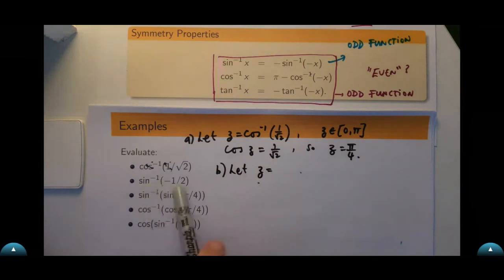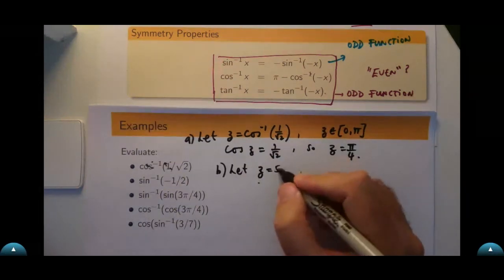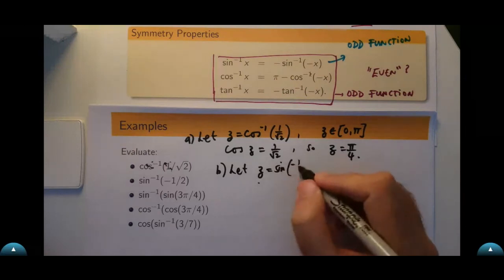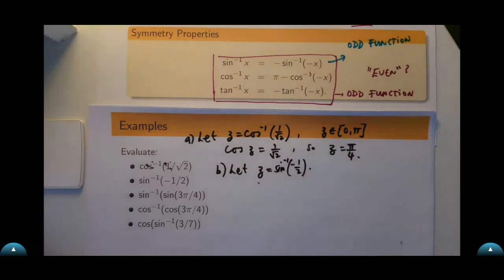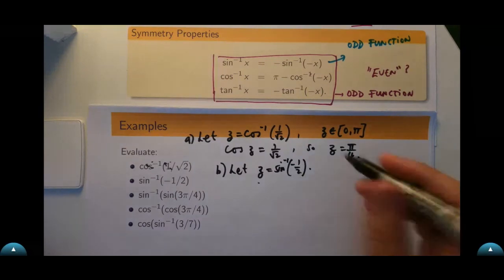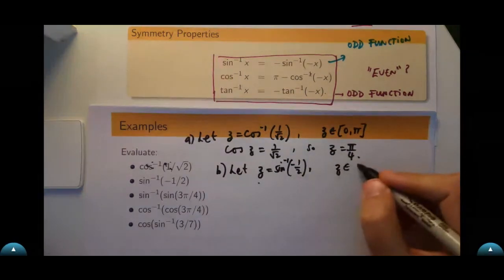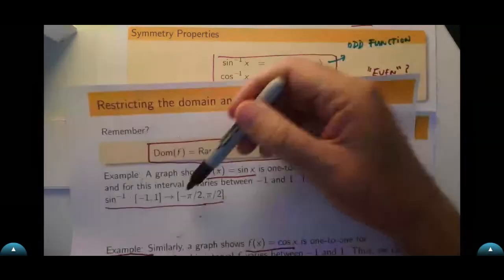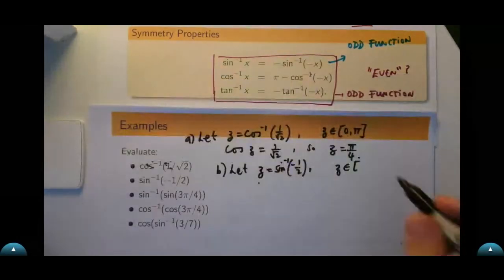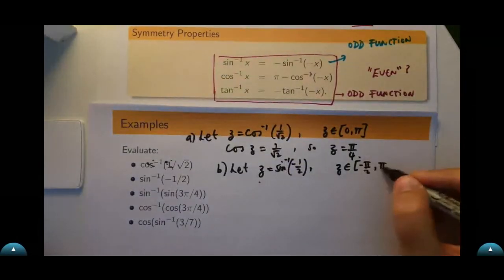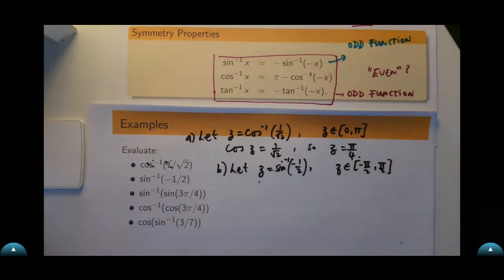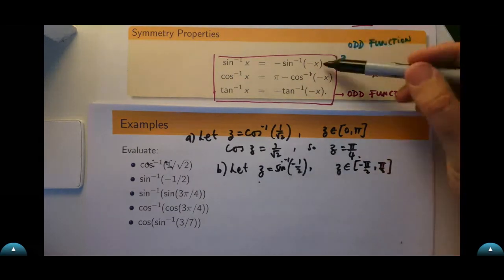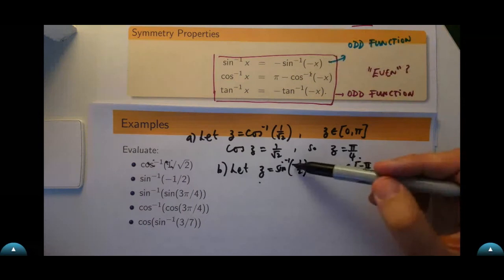So in the second one, we want the inverse sine of negative 1/2. And we know that the range of sine inverse is between negative pi on 2 and positive pi on 2. All right. So one way of doing this is now we can invoke this thing here. So we can take the minus sign out of the argument here.